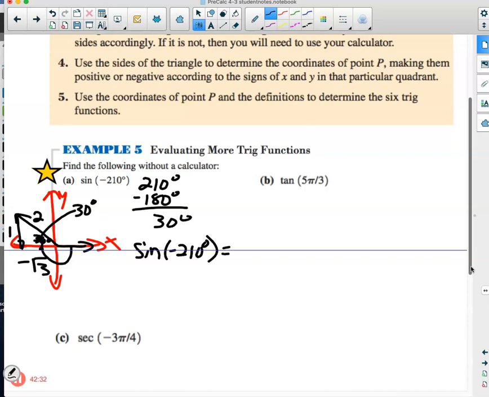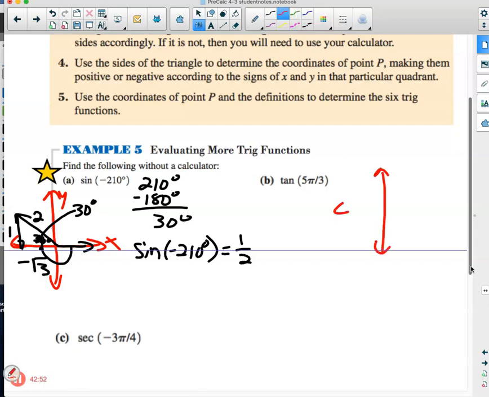So the sine of negative 210 degrees, again, you already have it drawn. You probably would just do SOHCAHTOA, opposite over hypotenuse, and get 1/2. They just ask for 1. Don't have to do all 6.